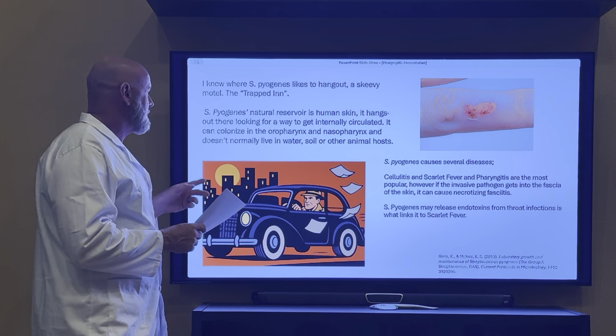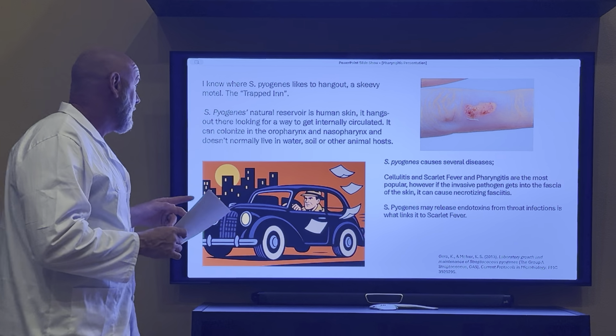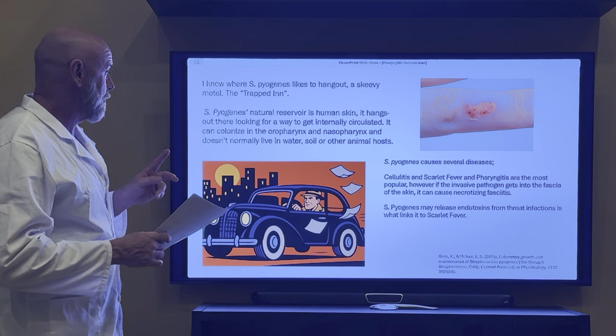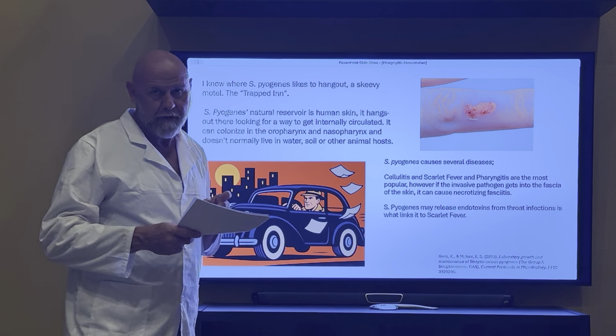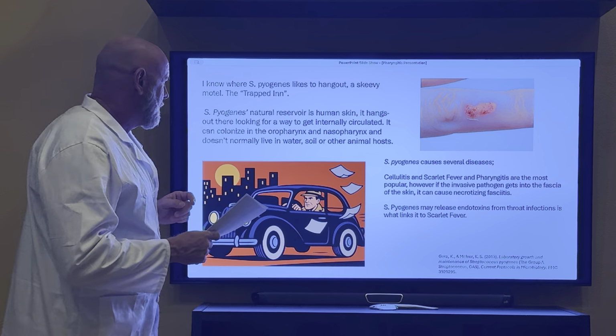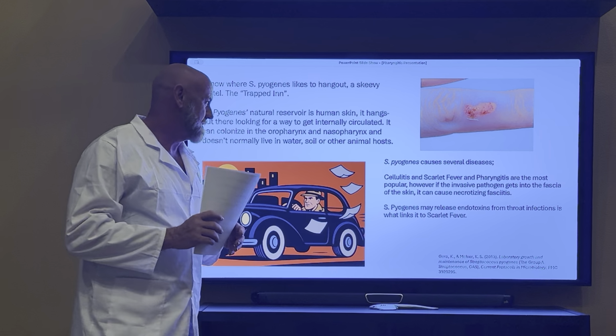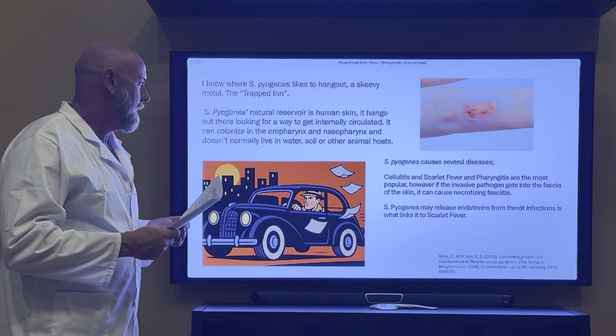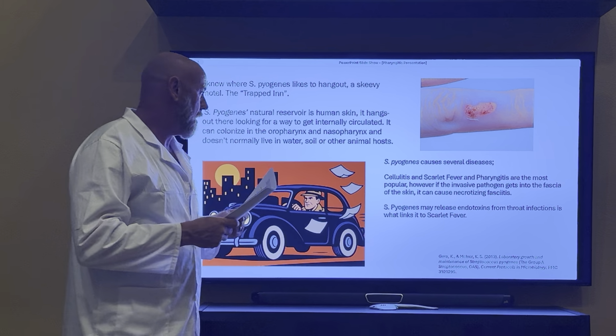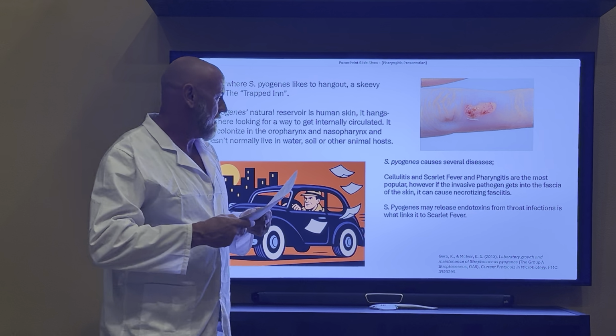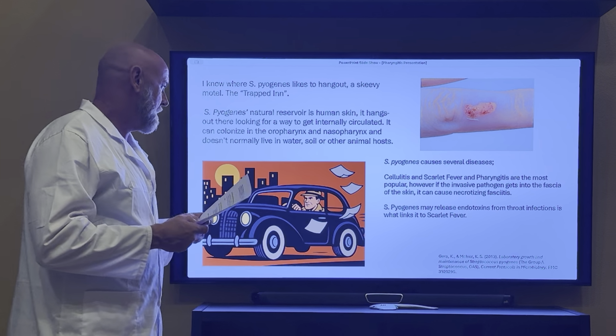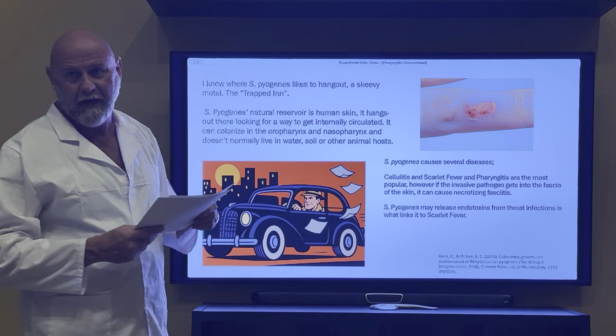It can colonize in the oropharynx or nasopharynx and doesn't normally live in water, soil, or other animal hosts, but it might. Your S. pyogenes causes several diseases. Cellulitis and scarlet fever and pharyngitis are the most popular. However, if the invasive pathogen gets into the fascia of the skin, it can cause necrotizing fasciitis.